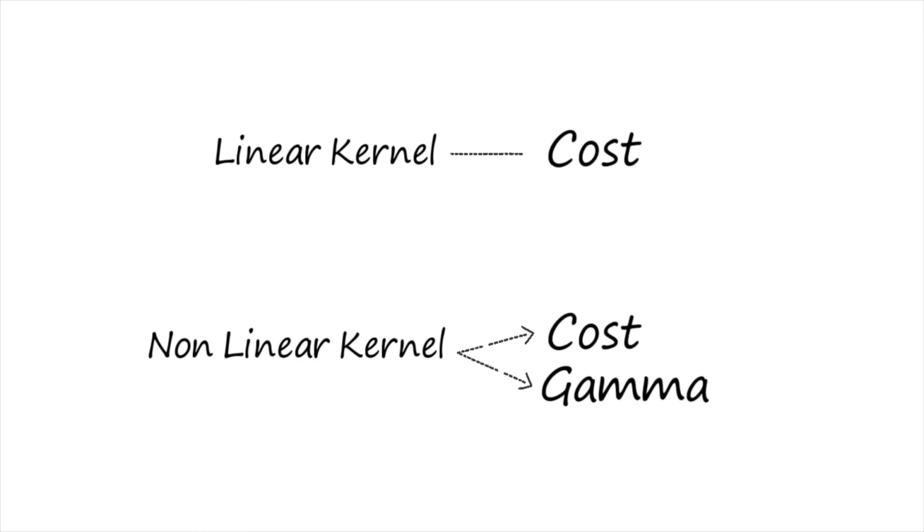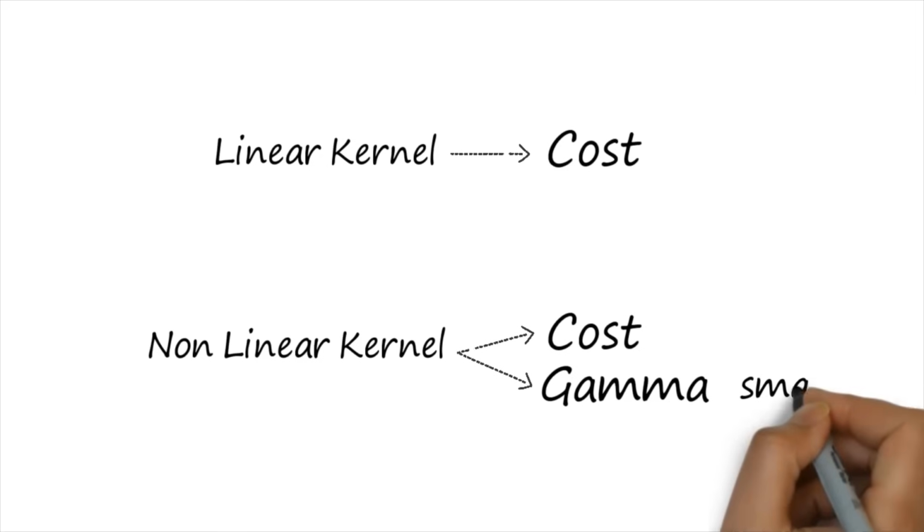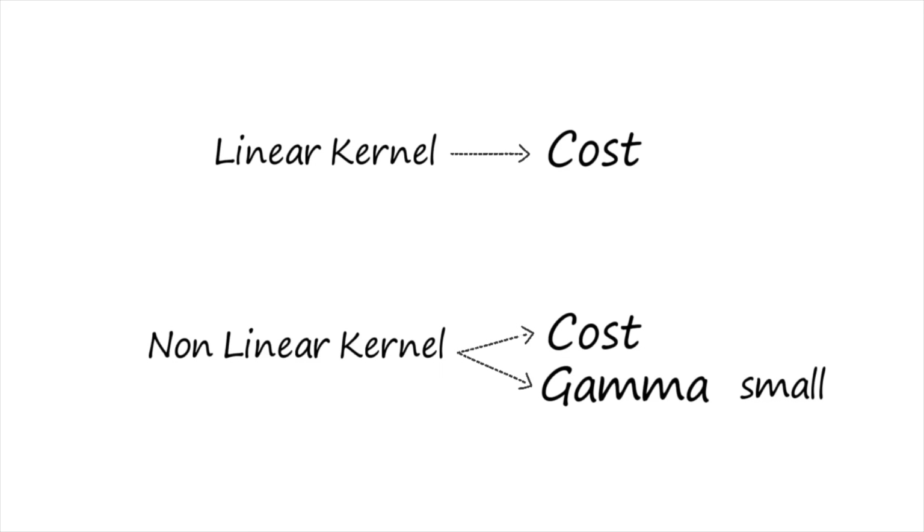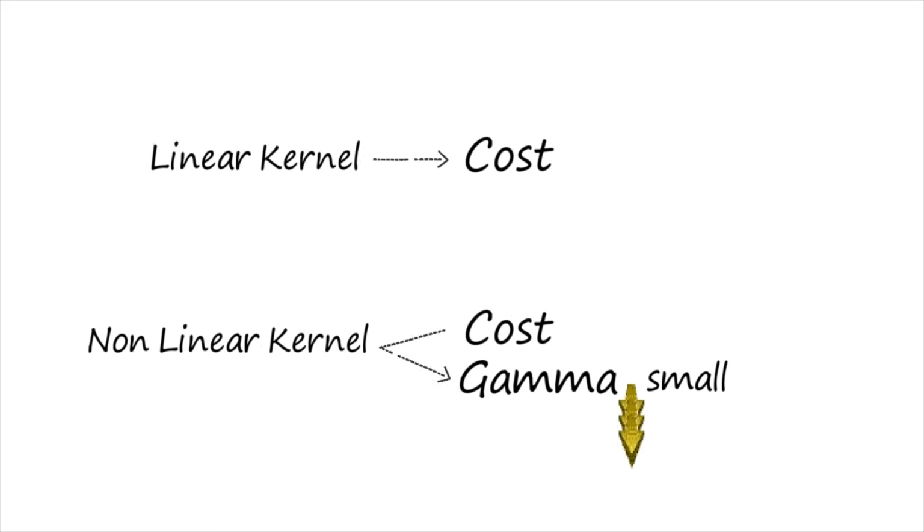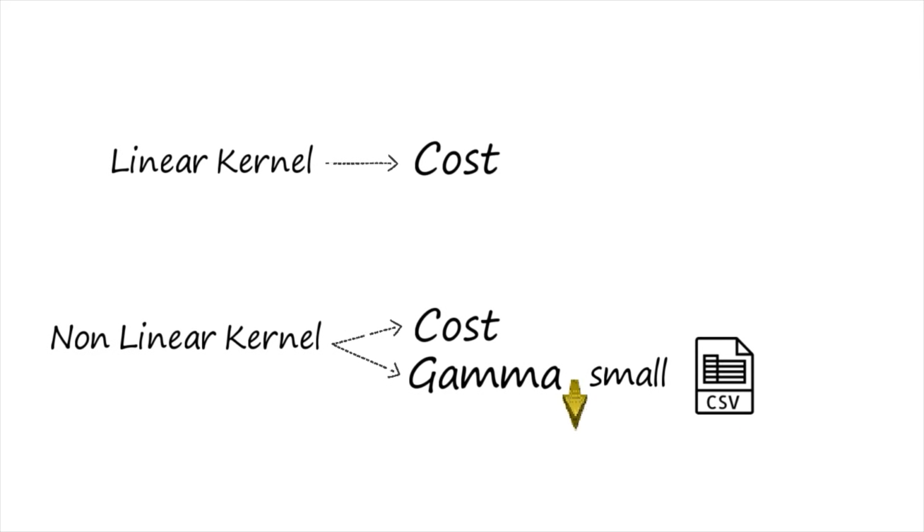Gamma explains how far the influence of a single training example reaches. When gamma is very small, the model is too constrained and cannot capture the complexity, or you can say the shape of the data. So too low a gamma means the shape or the behavior of the data will not be recognized by the model we are using.